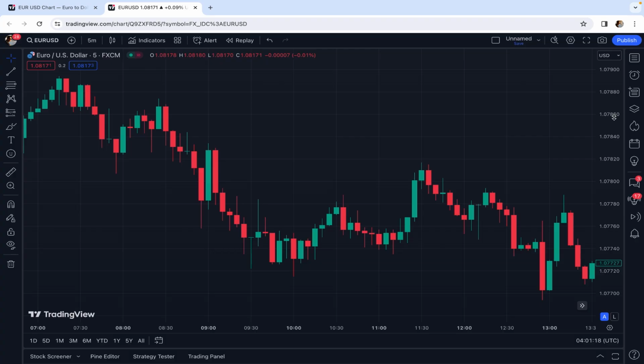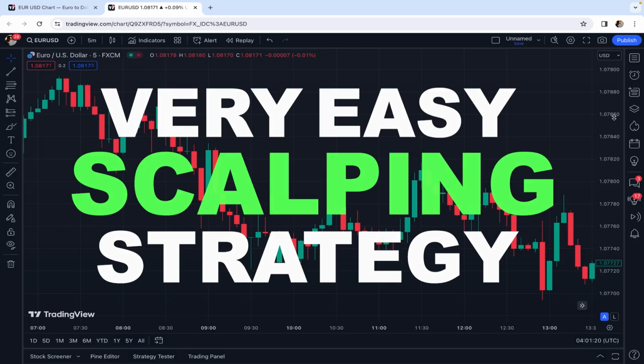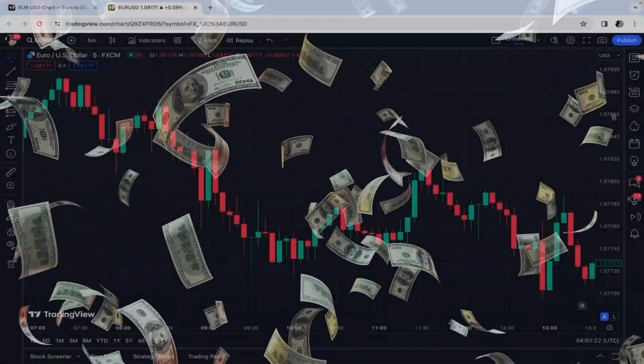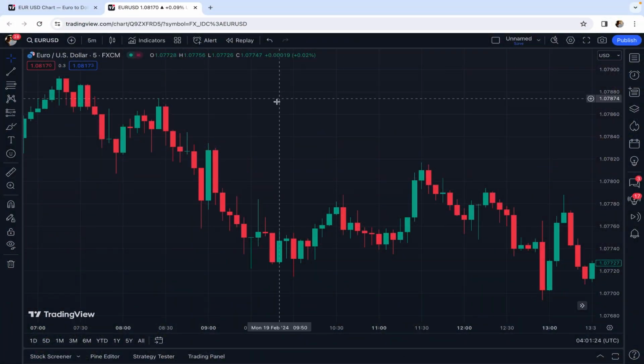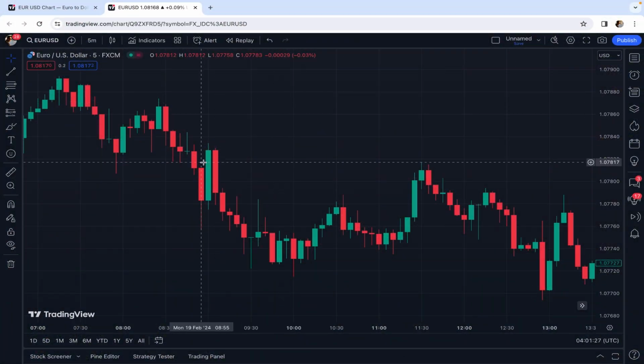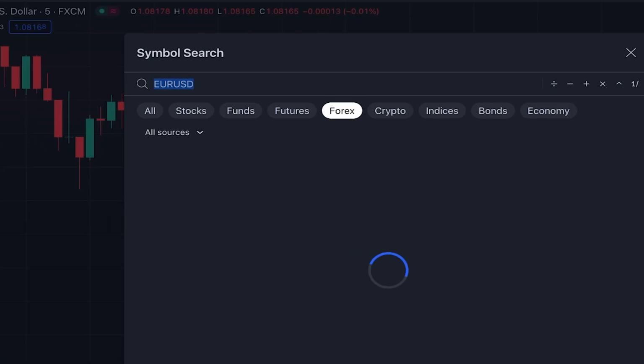In today's video, I want to teach you a very easy scalping strategy that makes consistent profit. As I said, this is a scalping strategy and it's suitable for 1 minute and 5 minutes time frame. Right now, we are on 5 minutes time frame. This is the price chart of euro to US dollar, but no limitation on this, and you can use this trading strategy on any other asset or market.